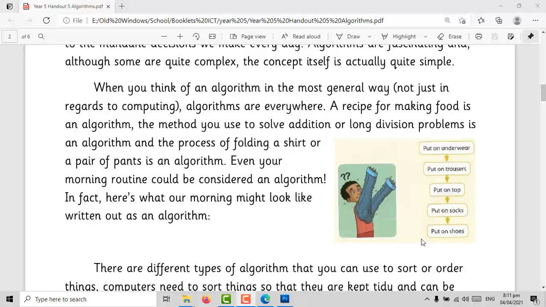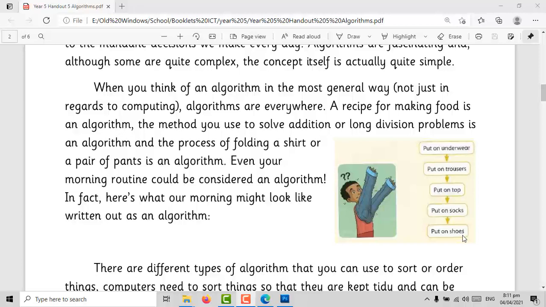For example, when you wake up in the morning and you want to wear your clothes, this is a flow chart right here to the right side of the screen. It explains to you how a person wears his clothes or her clothes in the morning. So the first thing we do is we put on our underwear, right? And then we put the trousers. We put on a top. A top could be a t-shirt, a blouse. We put on socks, and then we put on shoes, right?